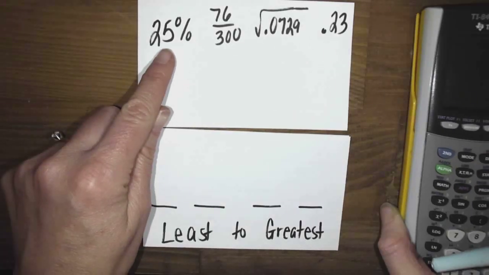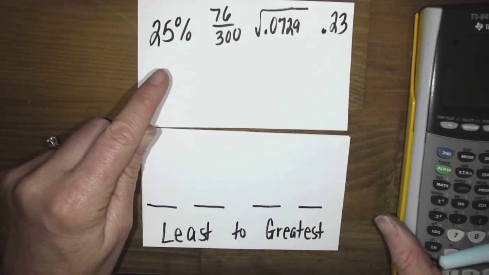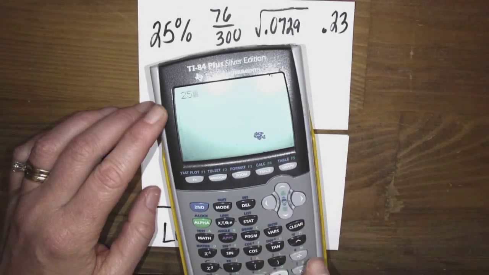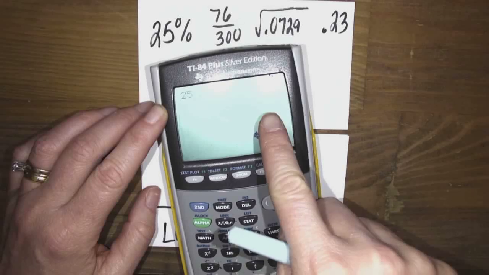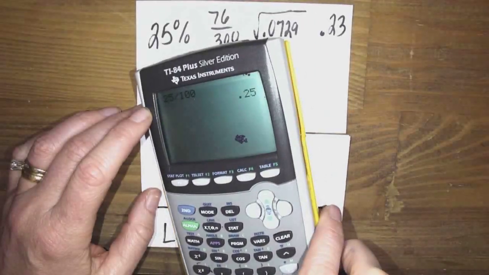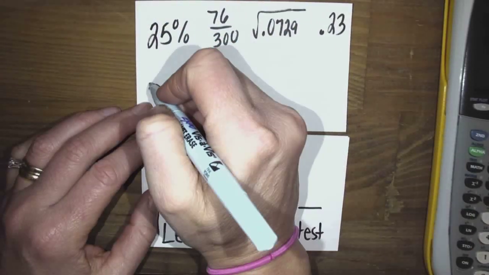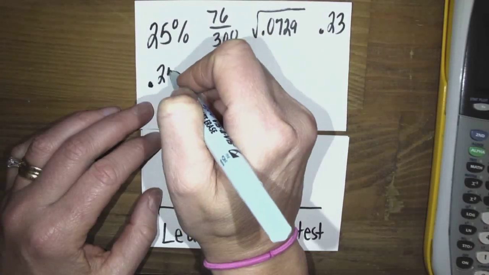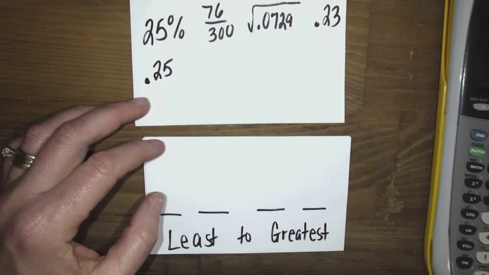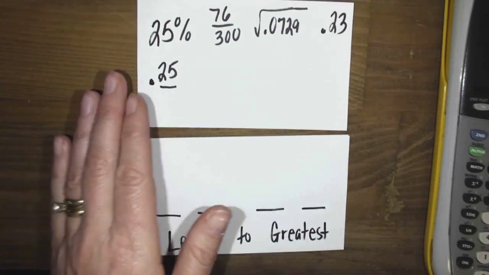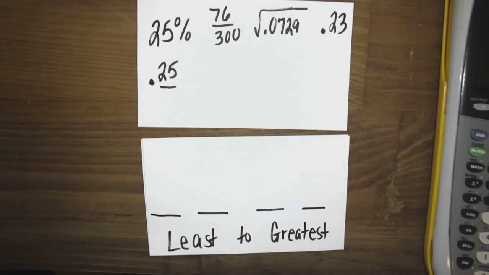The first one is a percent. To change a percent to a decimal, we divide by 100. So I'm going to take 25 and divide it by 100. And you'll see on my calculator I get 0.25. All right, so 0.25 is the same thing. So I'm going to write that underneath. That has two spots after the decimal, so I'm going to try to make them all two spots if I can.